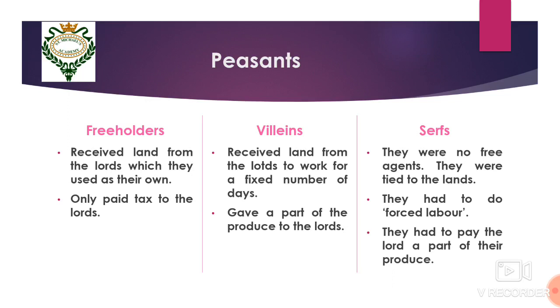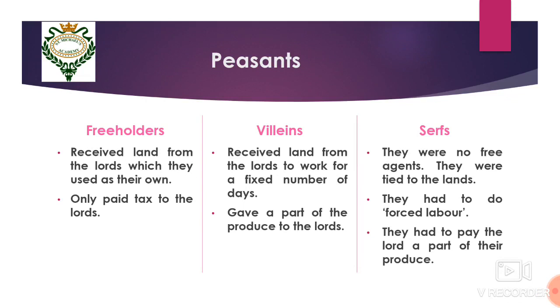Freeholders received their lands from the lords, which they used as their own. They did not work for their lords, but they used to work for themselves. They just took the land from the lords. In return, they had to pay them tax. These were freeholders.